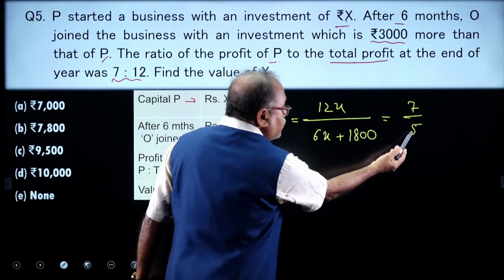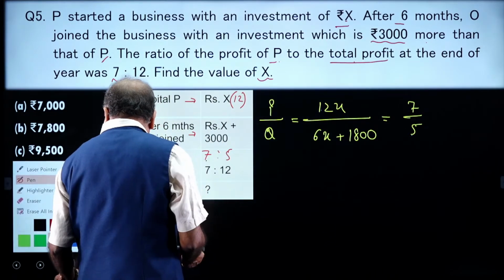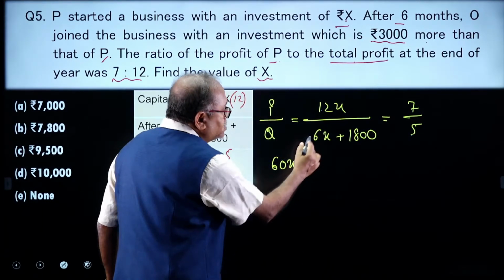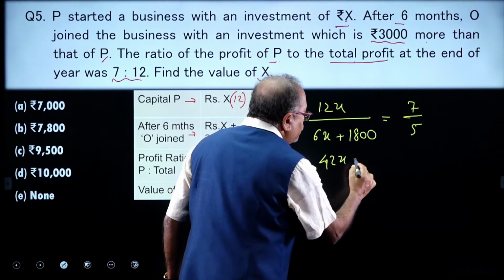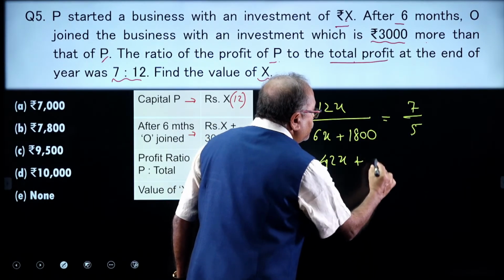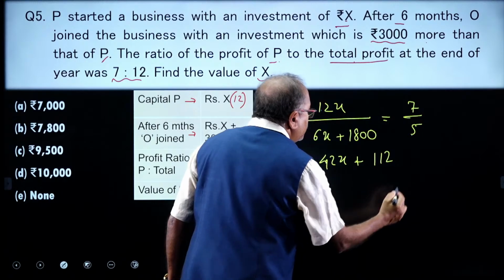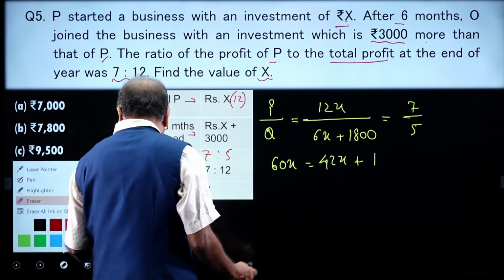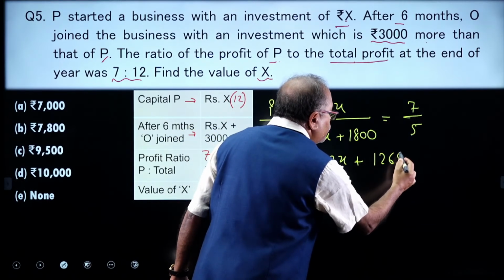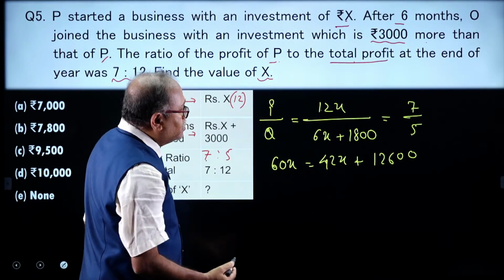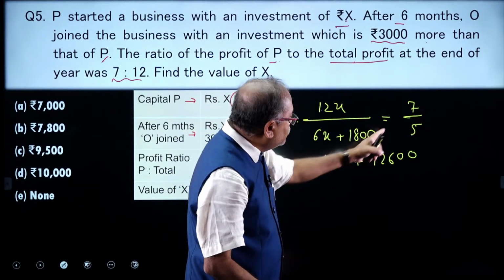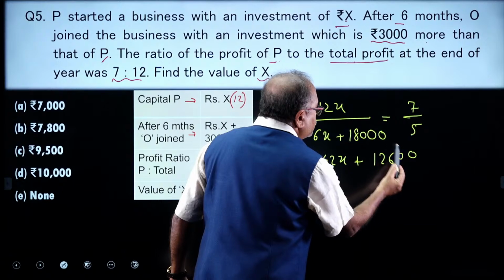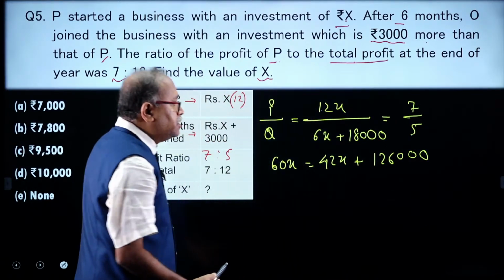Look at this one. 12 5s are 60. Then 60X is equal to 7 6s are 42, 42X plus 18, 7 2s are 14, 126 followed by 0. Have we done it? Okay, this is 18,000. Yes, this is 18,000, so I'll be getting one more 0 over here.